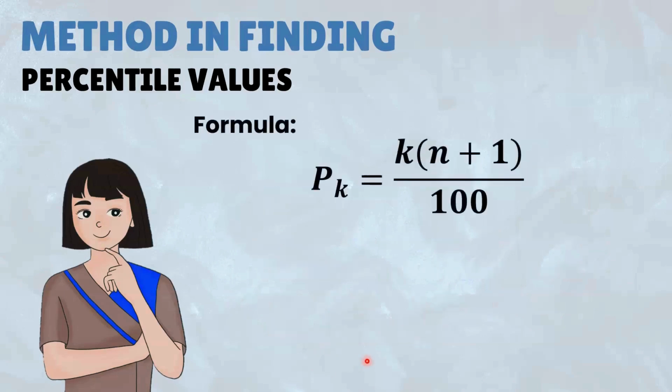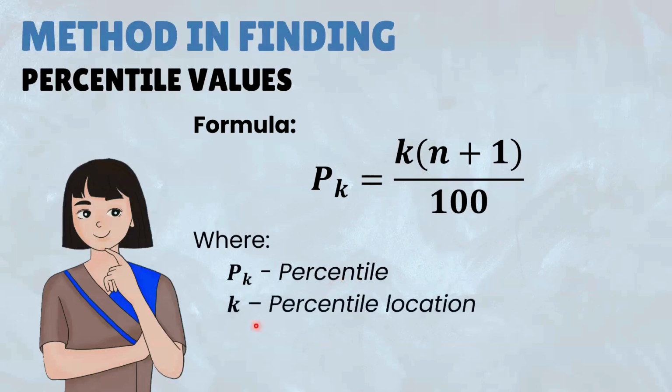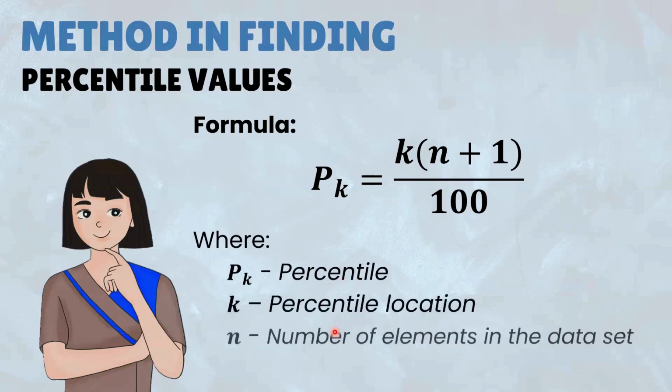This is our formula for percentile. P sub k is equal to k times the quantity n plus 1 over 100. P sub k corresponds to the percentile, k is our percentile location, and n represents the number of elements in a given data set.